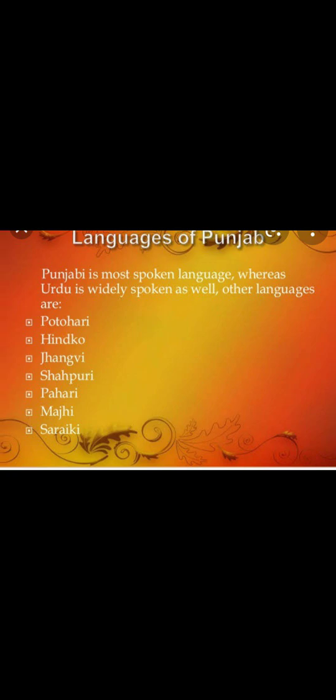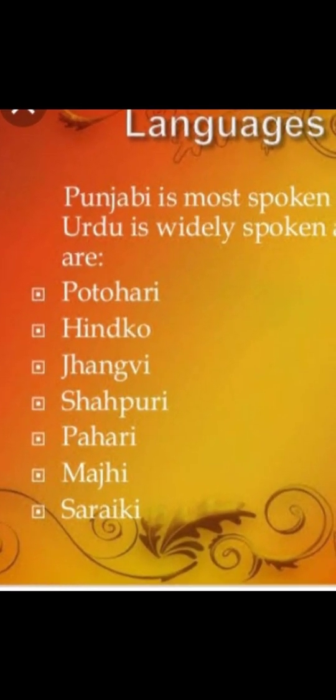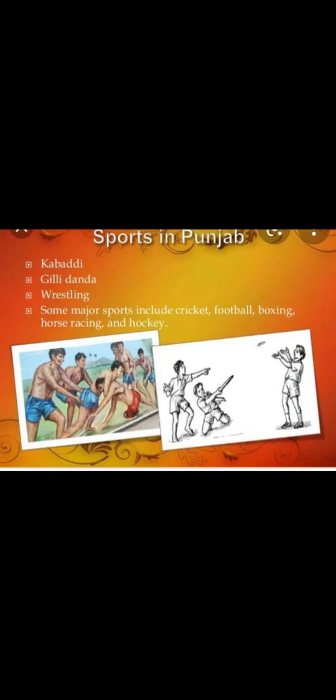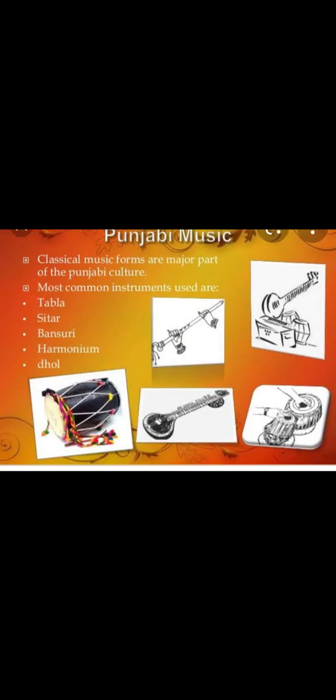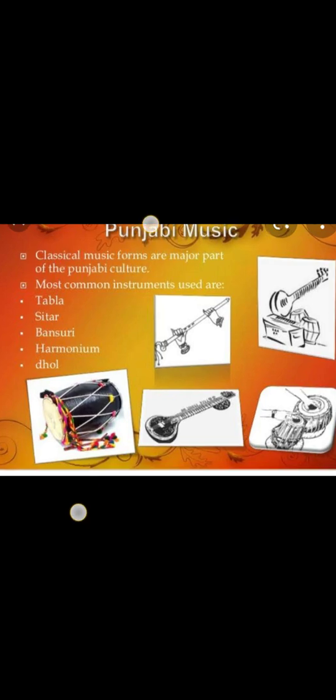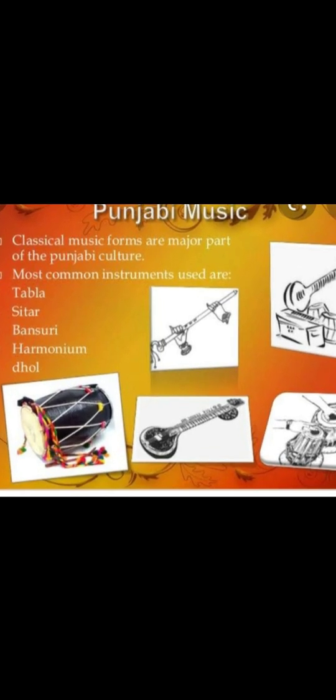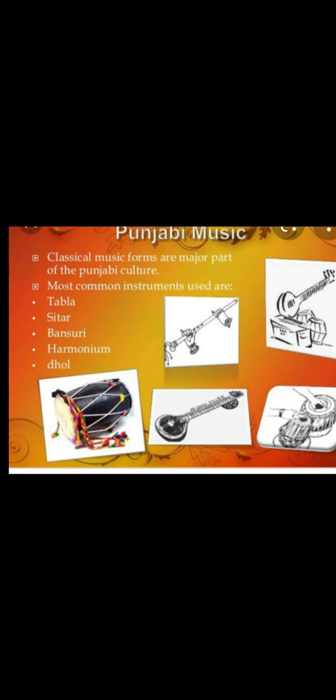Then we look at the languages. There are different languages spoken in Punjab, so you can look at this list here. These are the language culture of Punjab. Then we come to the sports: kabaddi, gilli danda, wrestling, and others including football, cricket, boxing, horse racing, and hockey. These are part of Punjab's culture. Then we look at the music. These are the instruments they play in their music.